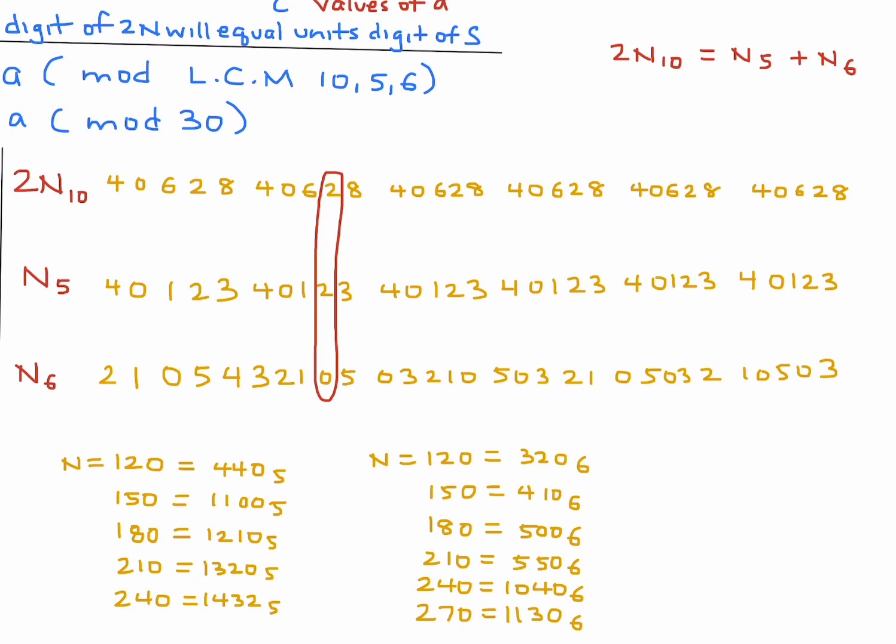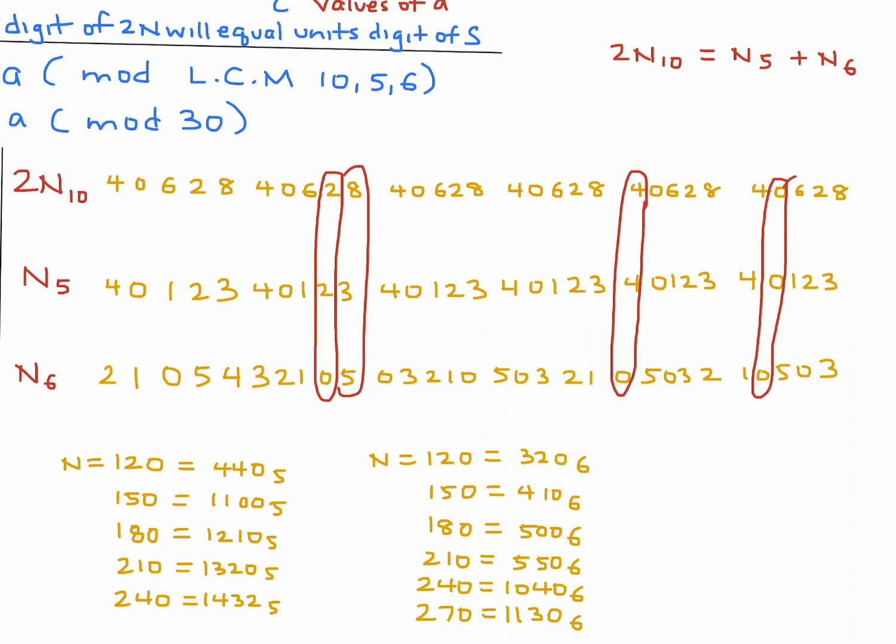As you can see, this will hold true for the tens digit. This one also matches up. And then this one does. And then I believe this one, these are all zeros. And this one also. 5, 1, and 6. So we have 1, 2, 3, 4, 5. So we have 5 cases here. 5 cases where the tens digit matches up.